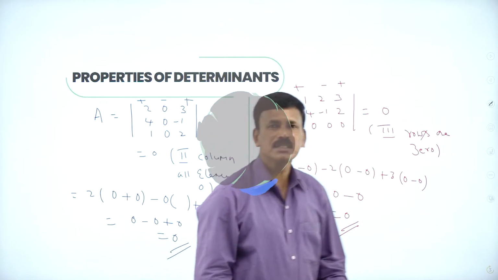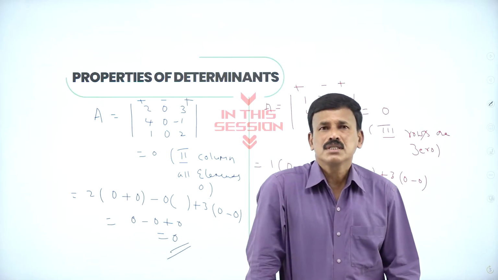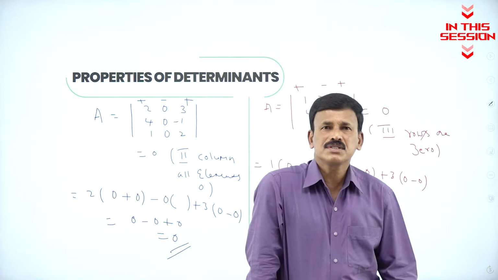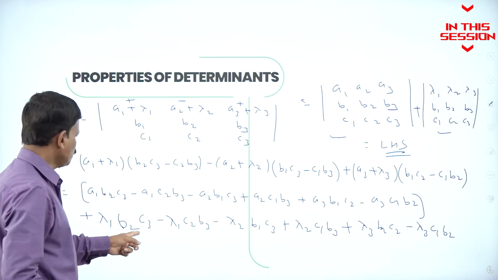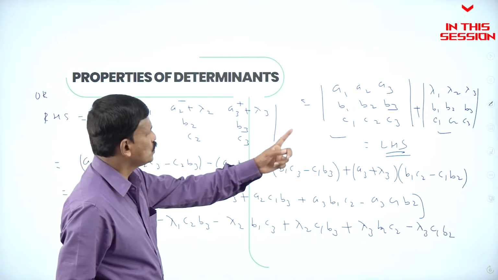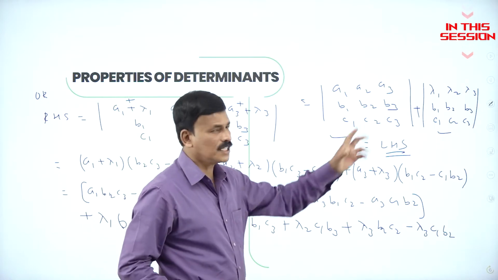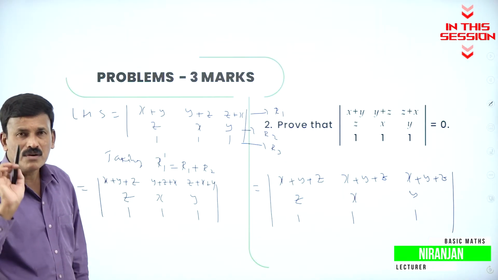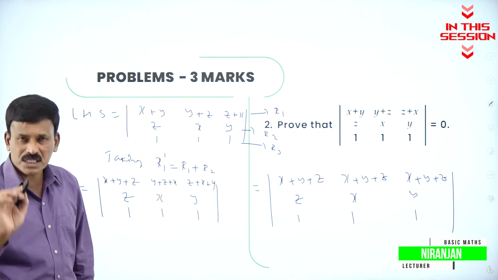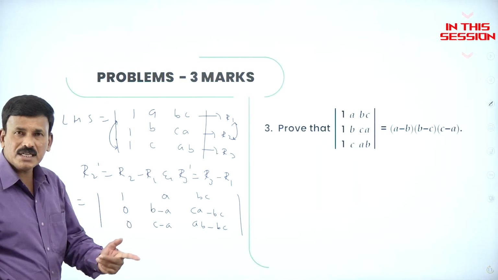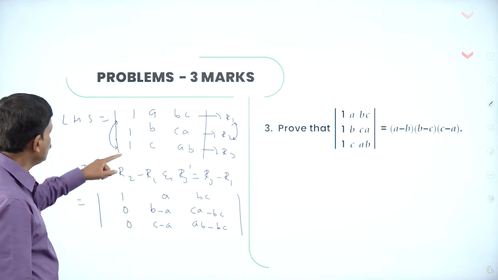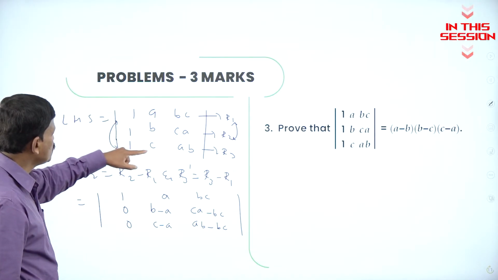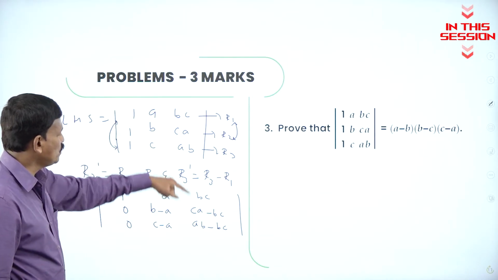If all the elements in a row or column are zeros, then the value of a determinant is always equal to zero. Lambda 1 into B2C3 minus lambda 1 into C2B3 is the expansion of the second part. Keep it in mind, it is a row, not a column. First element of row 1, first element of row 2. R3 dash is equal to R3 minus R1, this minus this, 1 minus 1, 0, C minus A, A B minus B.